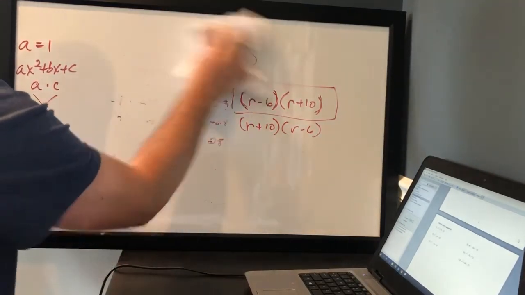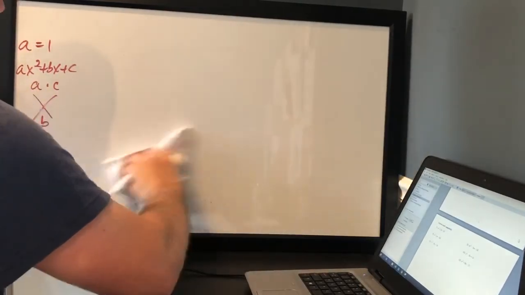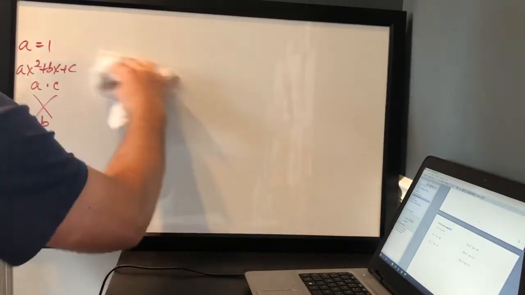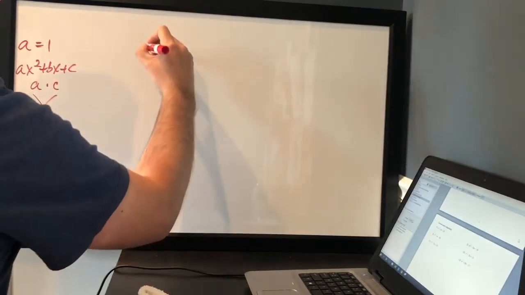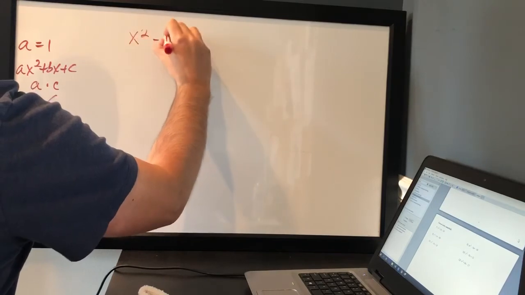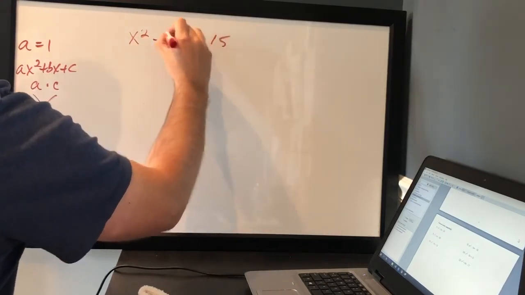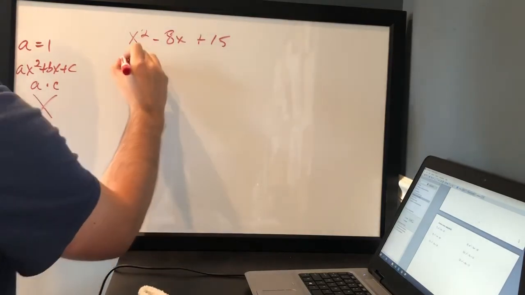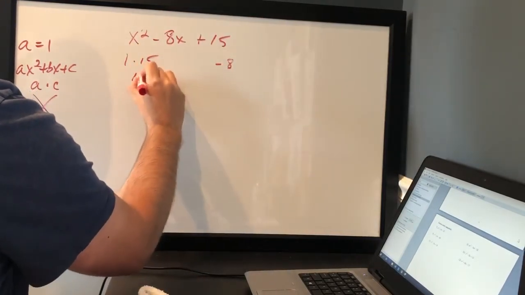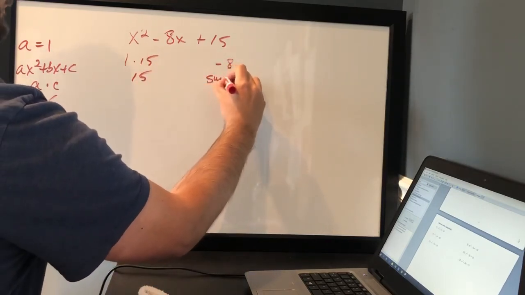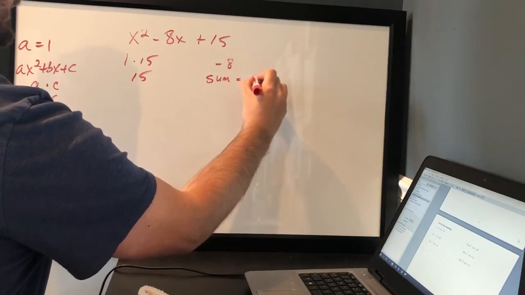And the last one for today. Again, guys, remember, if you have questions, email me. This is why we worked on those factor sums before break. So x squared minus 8x plus 15. We're looking at 1 times 15, that adds up to negative 8. So we want the factors of 15 that have a sum of negative 8.